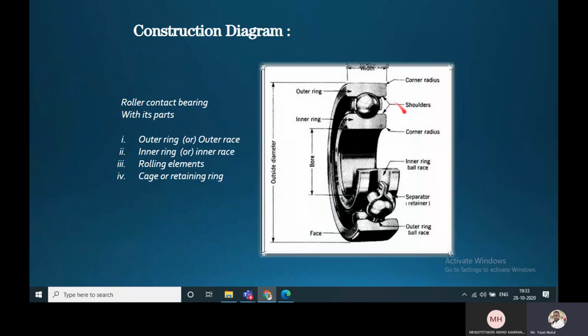This one, the inner part, is known as the shoulders, and the outer ring or outer race. This middle portion is known as the bore. In this middle only the shaft is located. Now this is the separator, ball separator or roller separator. Balls are going to move in this only. Whatever the ball motion is, the ball position is fixed. In this fixed position only the balls are going to rotate. There is no displacement of the ball, but rotation is possible. That is the ball separator.